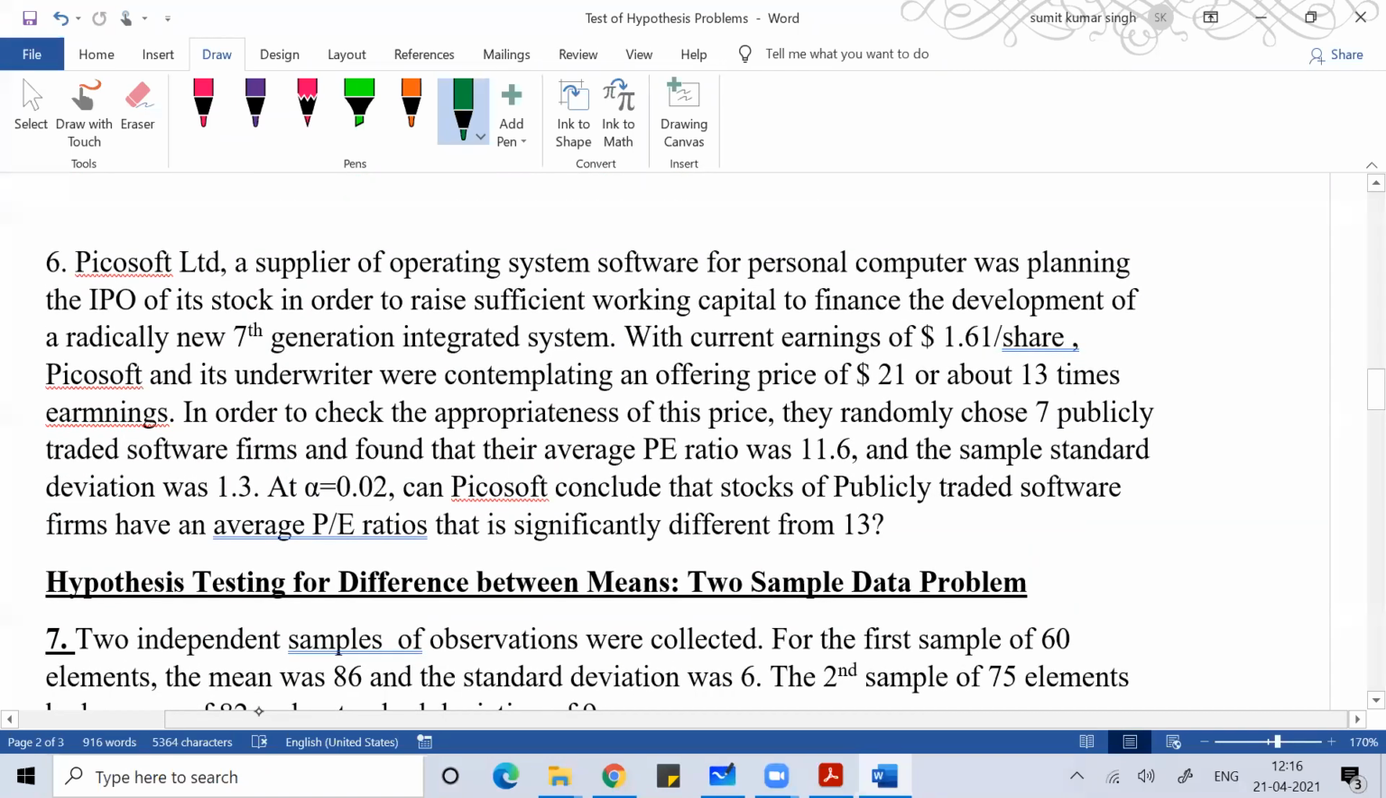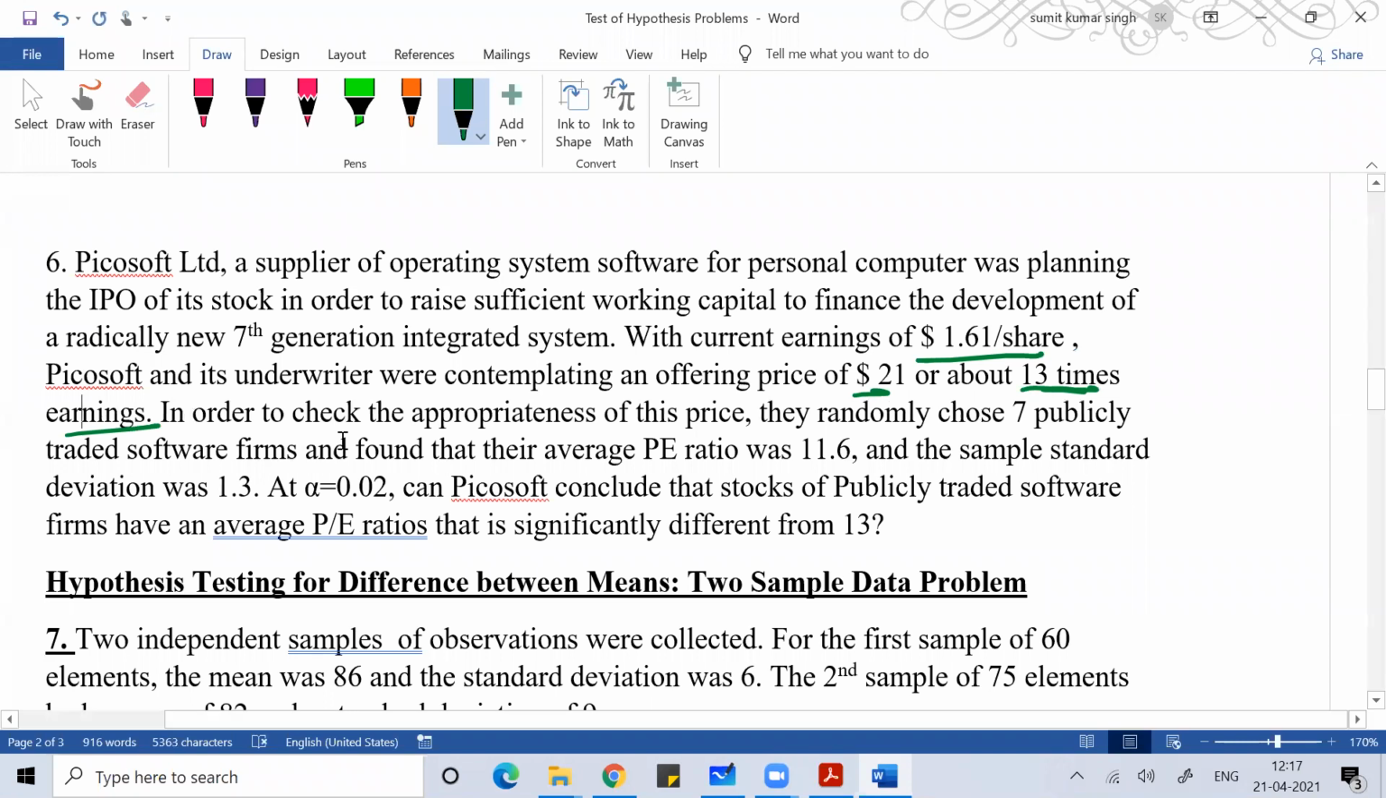Next question: Picosoft Limited, the supplier of the operating system software for personal computers, was planning the IPO of its stock in order to raise sufficient working capital to finance the development of a radically new seventh generation integrated system. With the current earning of $1.61 per share, Picosoft and the underwriter are contemplating an offering price of $21, or 13 times its earning.